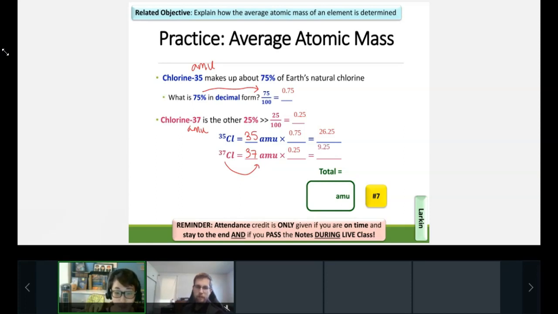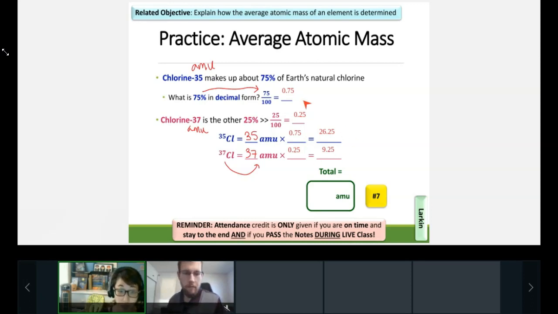What I want you to notice here is that we get a lot more from this chlorine 35 because it occurs a lot more on Earth. That's why we end up with 26.25. That's a much bigger number. Smiley faces, emojis in the chat if that's beginning to make sense. Again, the one that occurs more becomes more a part of the average.